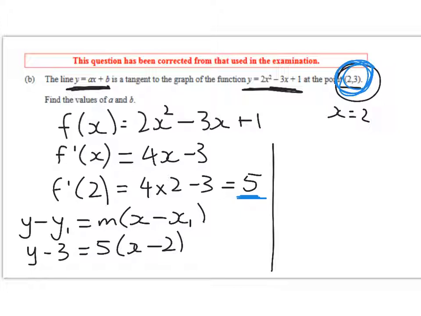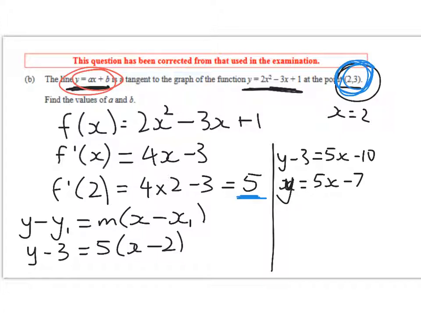Try and squeeze this onto one slide as usual. So we get y minus 3 equals 5x minus 10. Whoops, that's a y, not an x. y equals 5x minus 7. Now, look what we were asked to do. We were asked to find a and b. So a is going to equal 5 and b is negative 7. So there you go. On to part C.